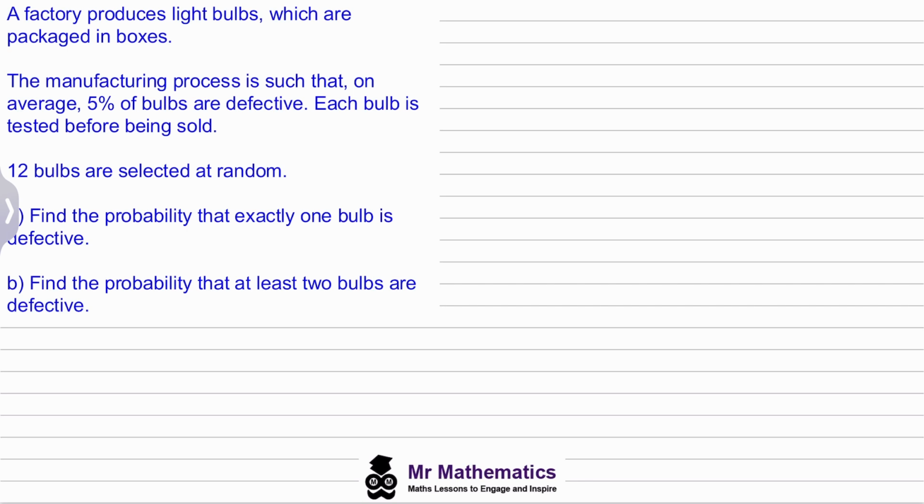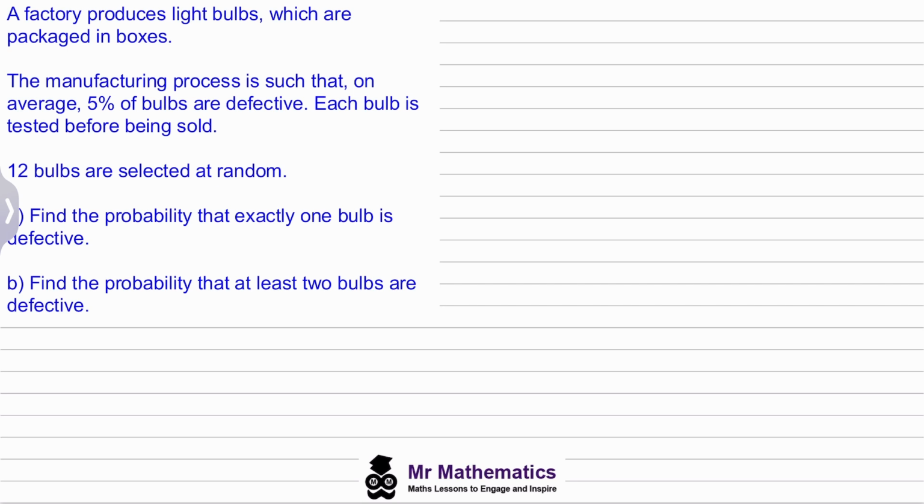So in our final question, we're told that a factory produces light bulbs, which are packaged in boxes, and the manufacturing process is such that on average, 5% of bulbs are defective, and each bulb is tested before being sold. 12 bulbs are selected at random. For part A, find the probability that exactly one bulb is defective. And then for part B, find the probability that at least 2 bulbs are defective. So do you want to try this last question?